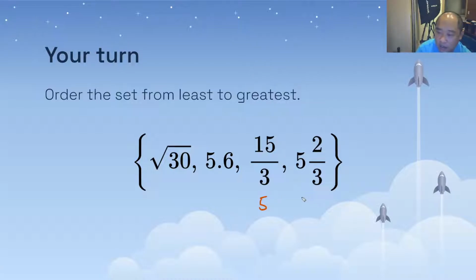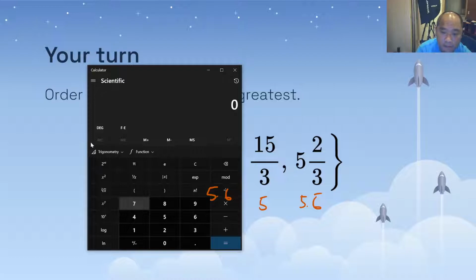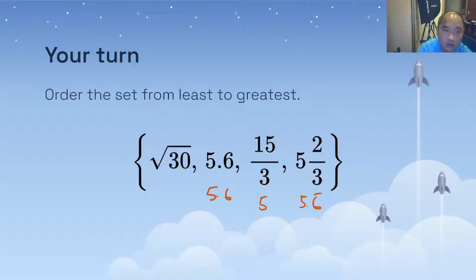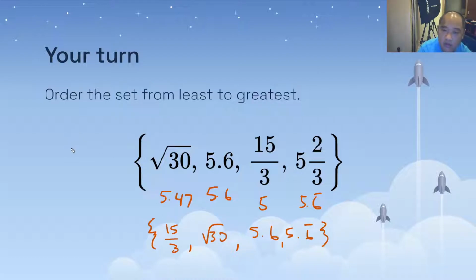Oh, this is 5. This is 5.6 repeating. This is 5.6. And then the square root of 30. I don't know what that is. And I keep closing my calculator on accident. What is it again? 30 is 5.47. So this is going to be 15 over 3, square root of 30, 5.6, 5.6 repeating. There's your answer.